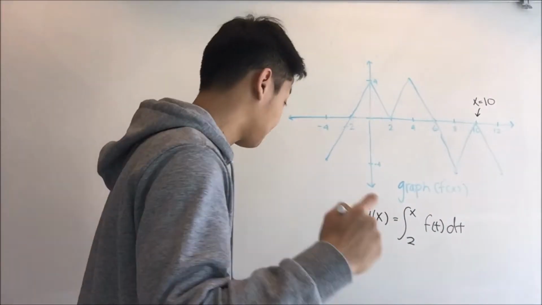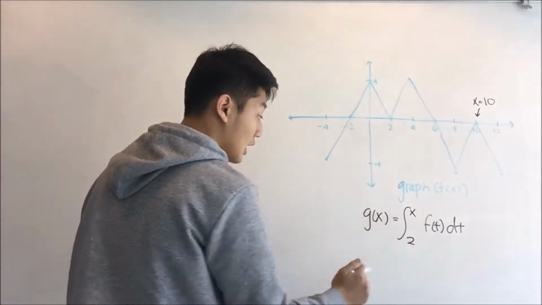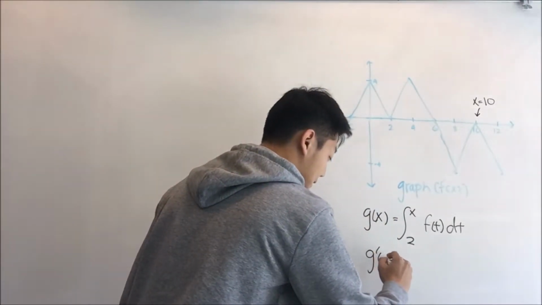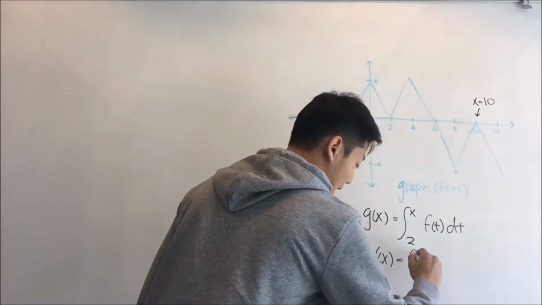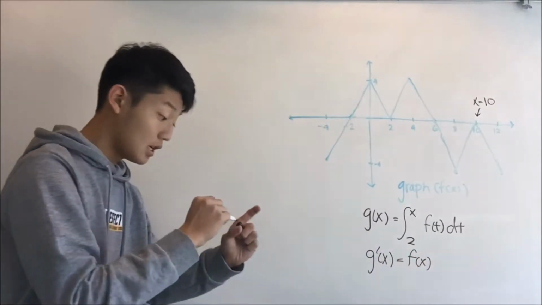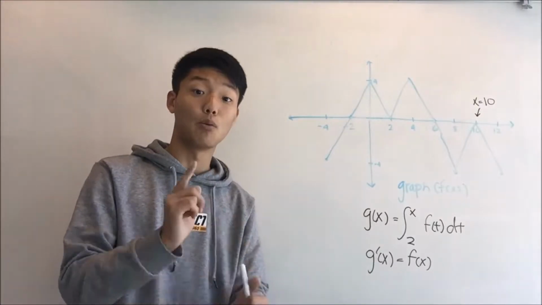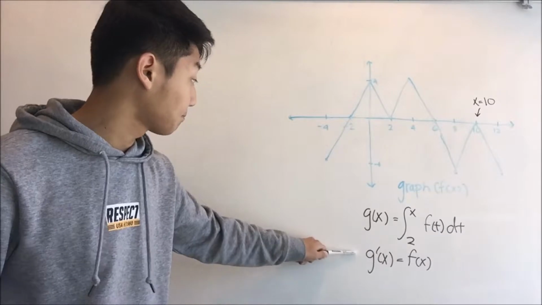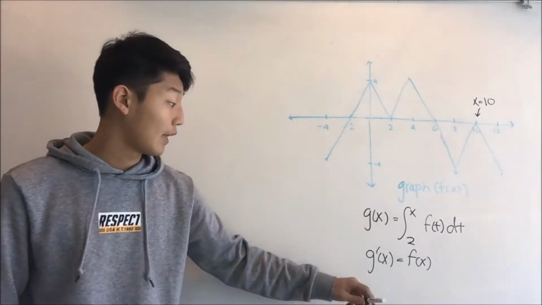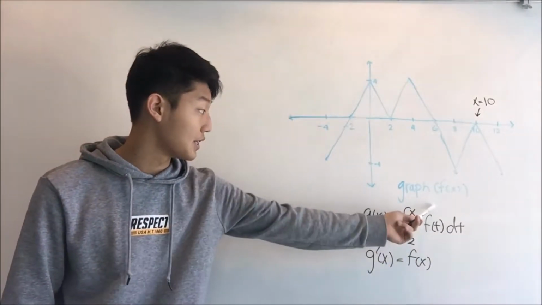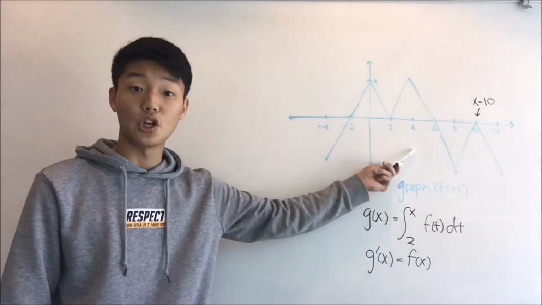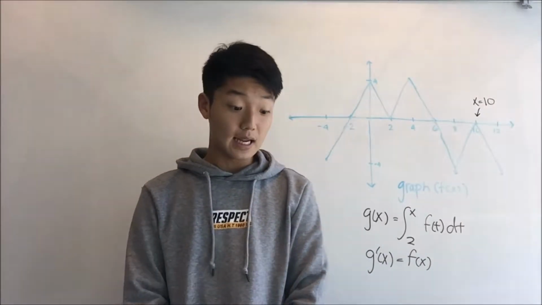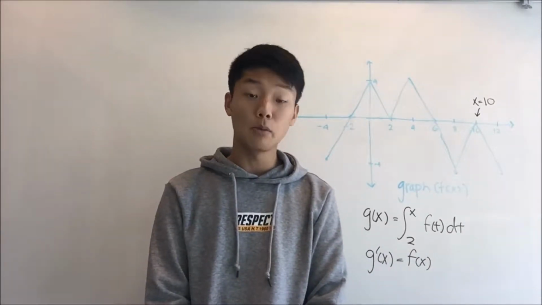So, the first thing we've got to do is differentiate both sides and say g prime x is equal to f of x. You must write this to get 1 point, at least in any part of this question. So we now know that the graph of f of x is the slope graph of g of x, which is g prime x. So the first question is, does g have a relative minimum, maximum, or neither?